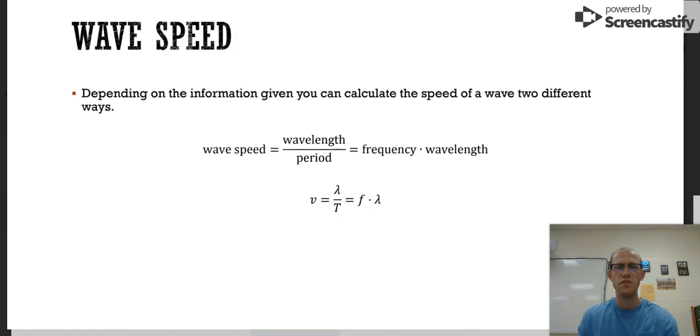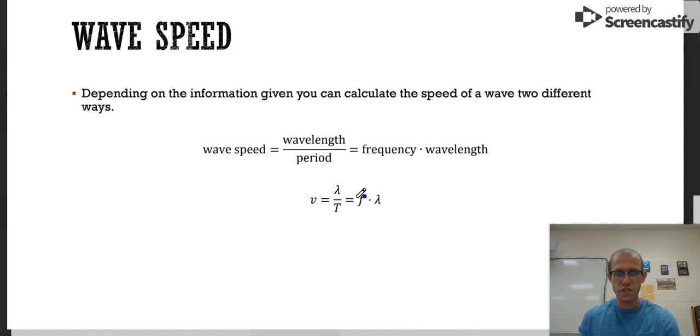Depending on the information given, you can calculate the speed of a wave two different ways. You can talk about the wavelength divided by the period, or you can do frequency times the wavelength. Now, let's just look at why you can do this, why you have two different ways. I'm going to get those mixed up a lot.